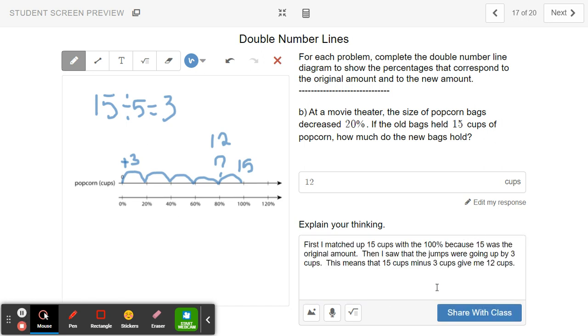Okay, and for my complete answer, I made sure that I explained that the 15 cups matches up with 100% because that's the original amount, right? And then I made sure that I noticed that I calculated how much the jumps were going up by, and then how I got from the original amount to the new amount by doing 15 minus 3.